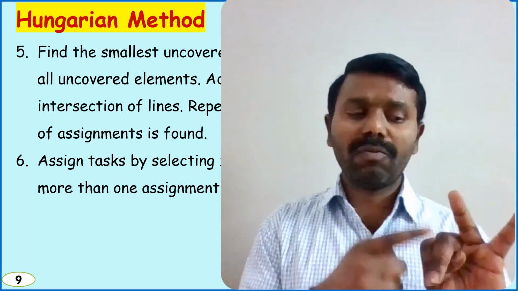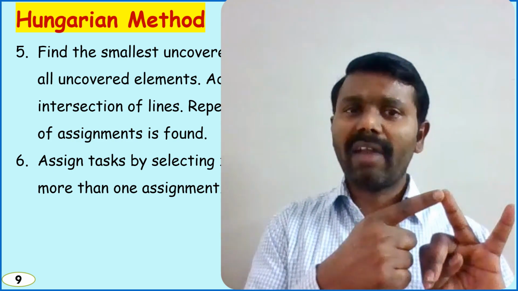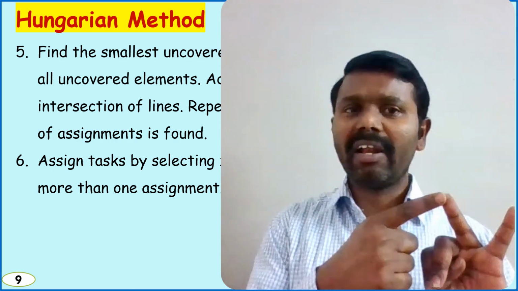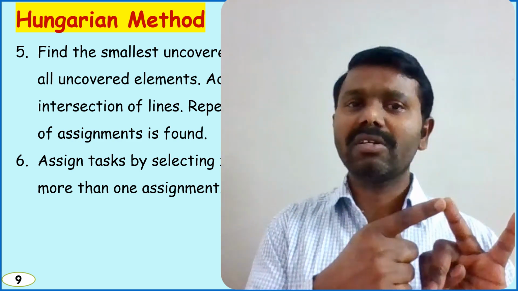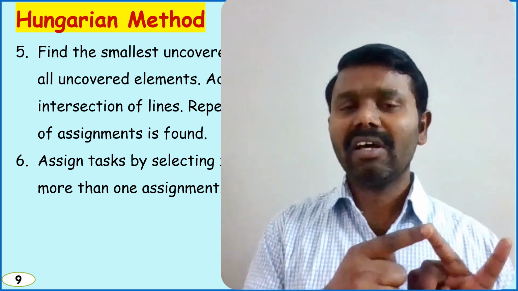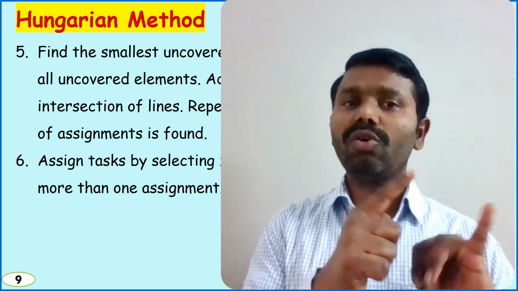Then the fourth step is: if the number of horizontal and vertical lines together is equal to the number of columns, then the optimum solution is reached. Then you can assign the task. If not, you need to go to the fifth step.